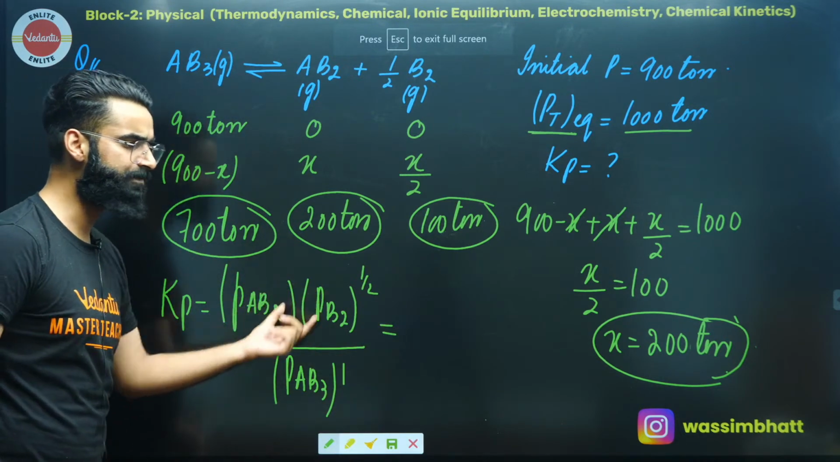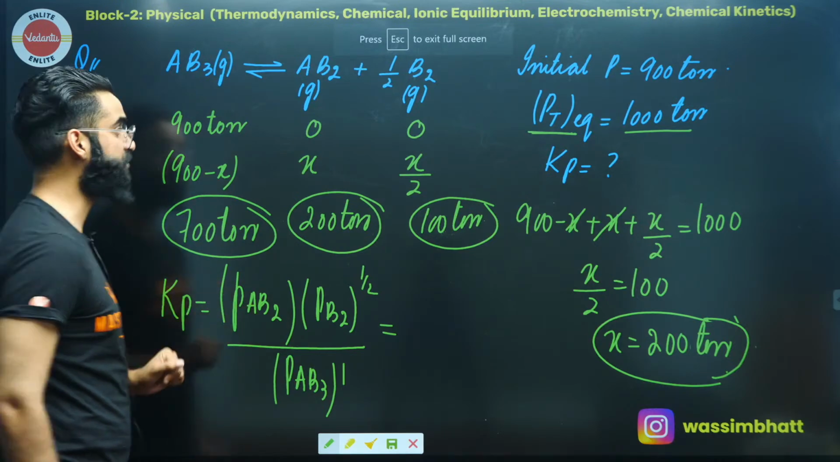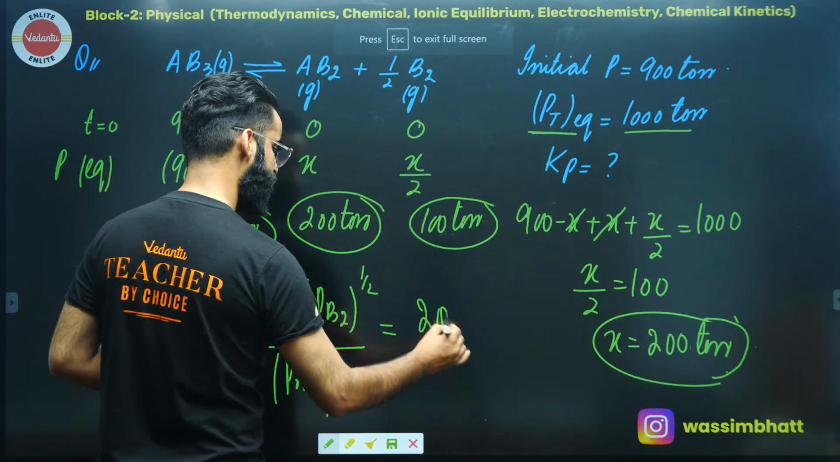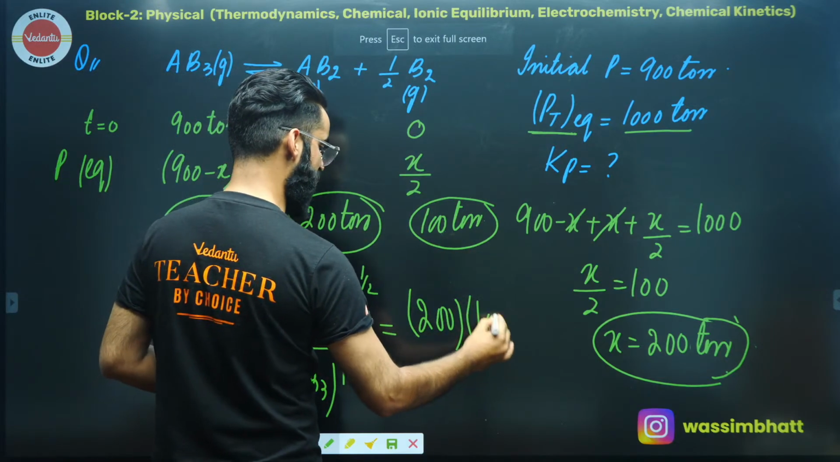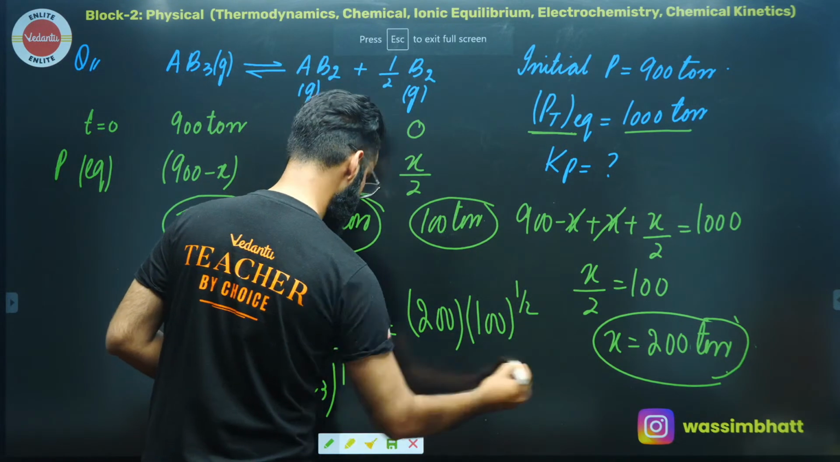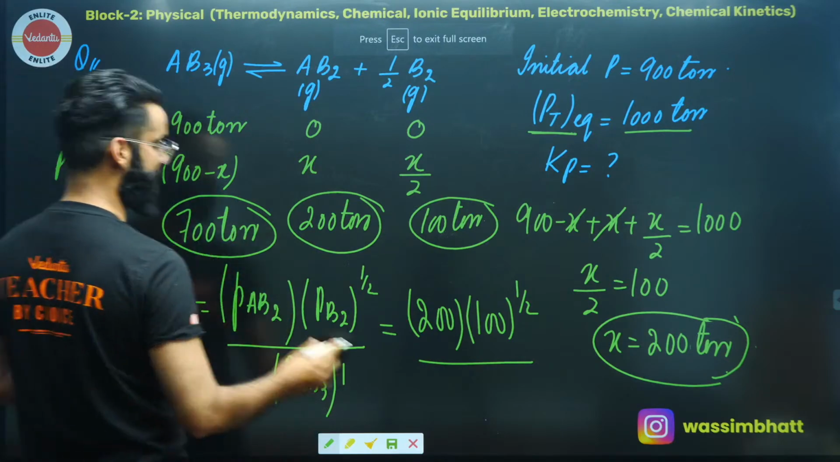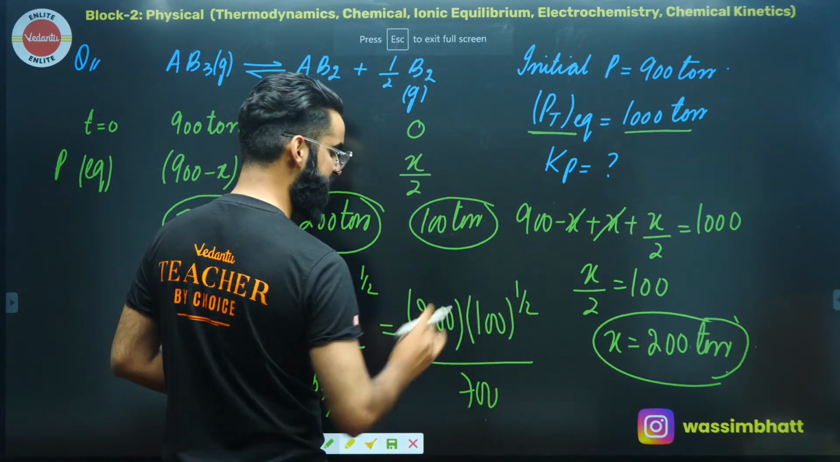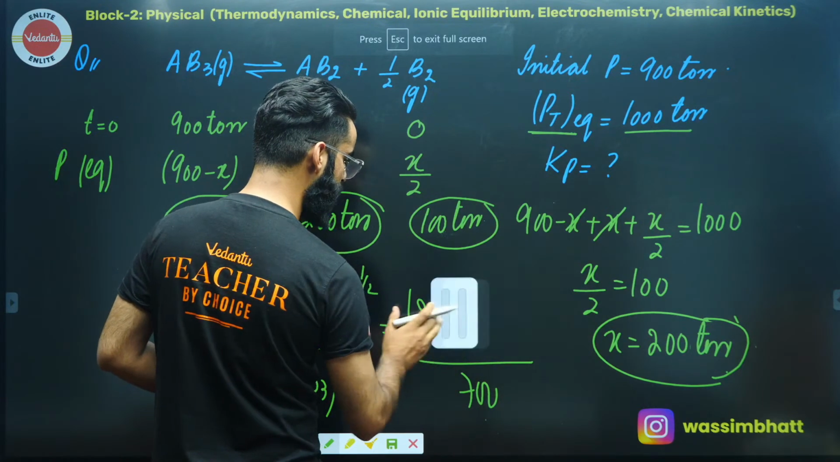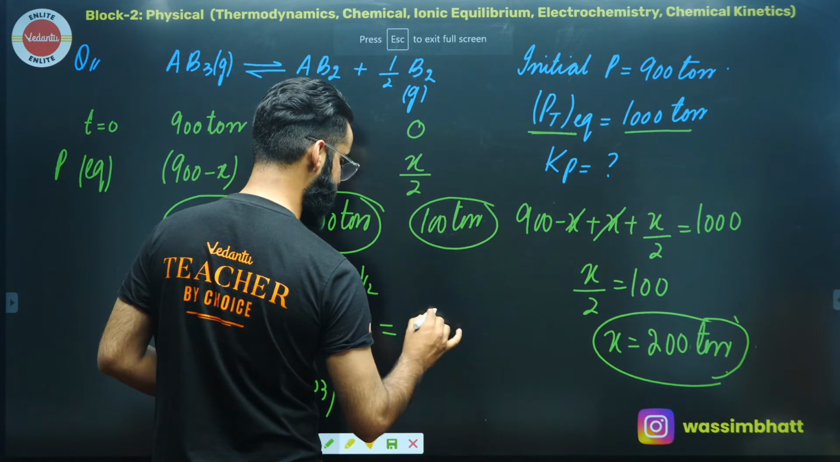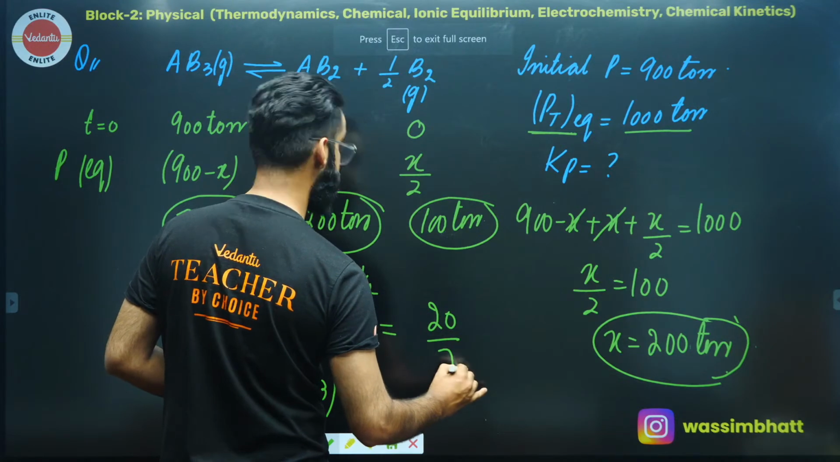Now you got all these partial pressures, right? The partial pressure of AB2 came out to be 200. The partial pressure of B2 came out to be 100, raised to 1 by 2, right? Divided by the partial pressure of AB3, which came out to be 700. So 100 raised to 1 by 2 is 10. So it becomes 2000 by 700. So the final value comes like this: 2000 by 700, that means 20 divided by 7, right?